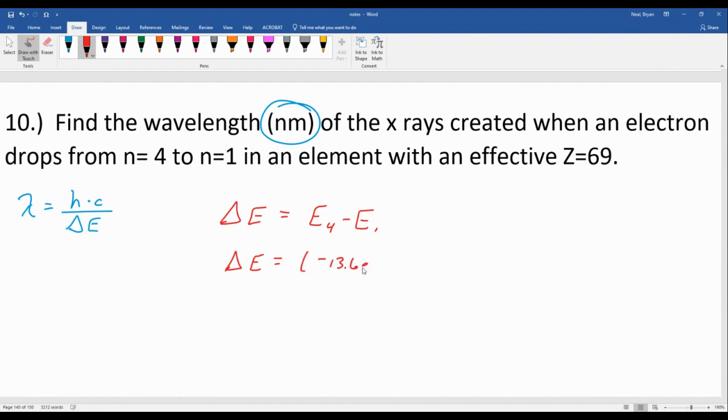So negative 13.6 electron volts. The Z number is not 1, so we definitely need to include it. So we take 69 and square it. Then we've got 1 over 4 squared and 1 over 1 squared. And this time we're not converting to keV or anything. We just want whatever big answer we get from this. So don't forget to do the 69 twice and to do the denominators twice with these exponents. Be very careful when you type this in your calculator and when you work it through.